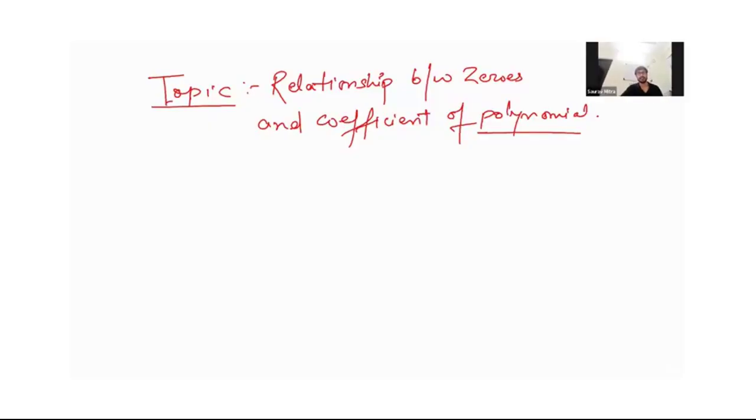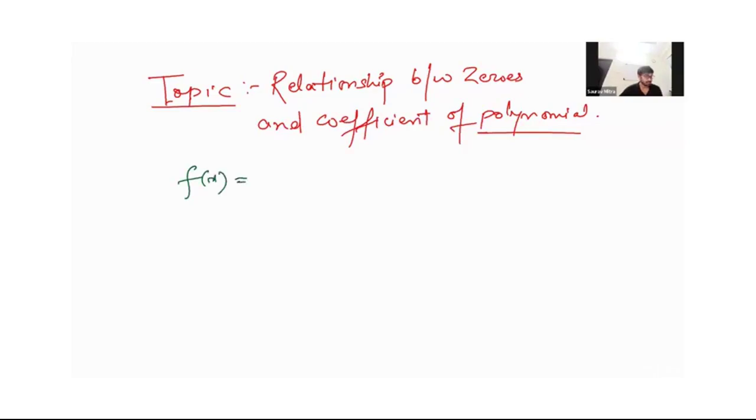Today's topic for the session is the relationship between zeros and coefficients of polynomials. It is from chapter 2 of your syllabus, polynomials. So now let's discuss the relationship between the zeros and coefficients of a polynomial.